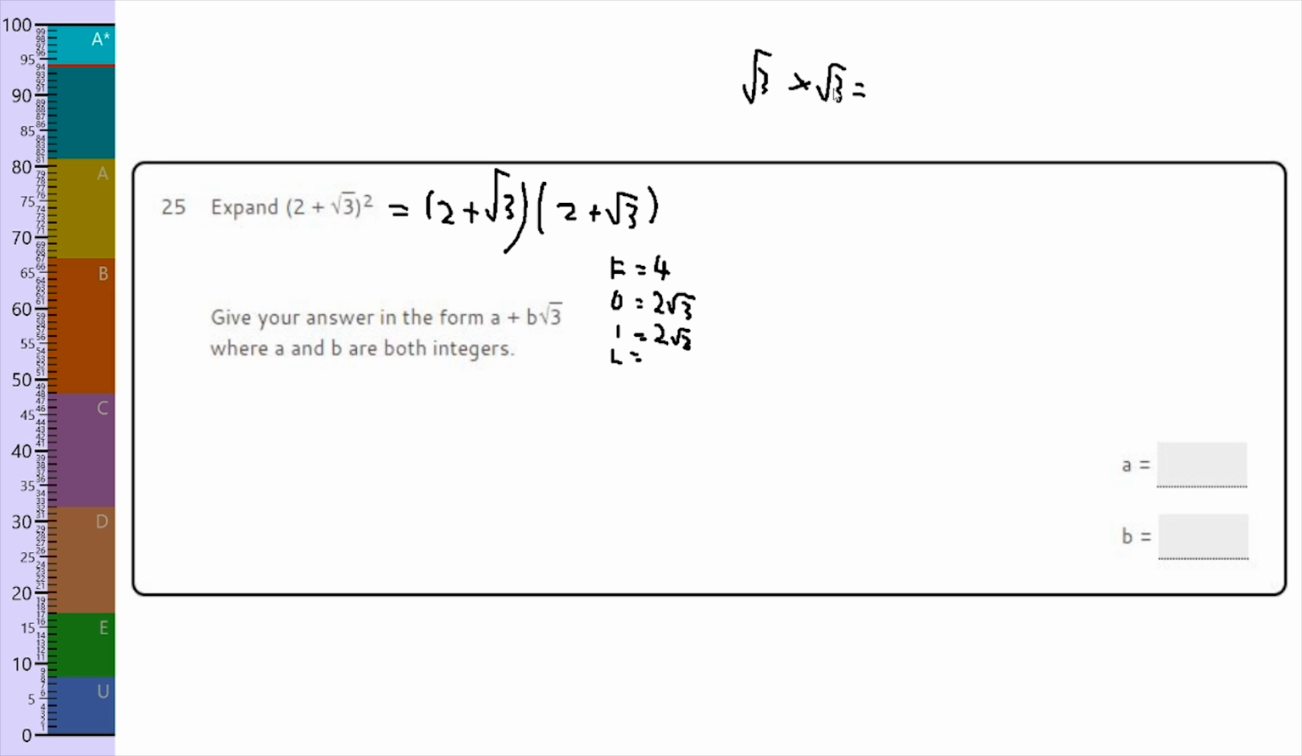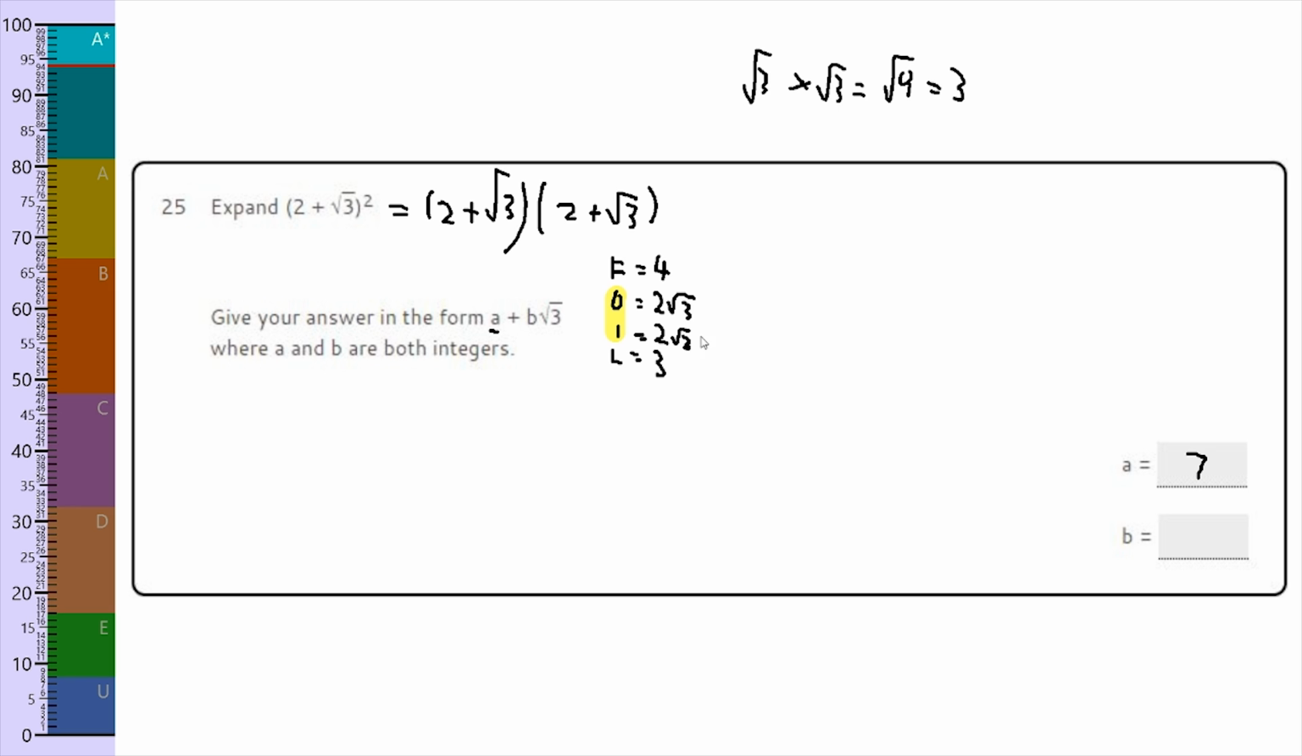The rule of surds is you can times the numbers together if they're both surds, so root 9, and the second rule of surds is if you times a surd by itself, you get rid of the surd and just get the number, so that's going to be 3. When we add these together, unlike with quadratic ones where it's the middle two that add together, with surds it's actually the first and last one as well. So 4 plus 3 will give us the integer, 7.